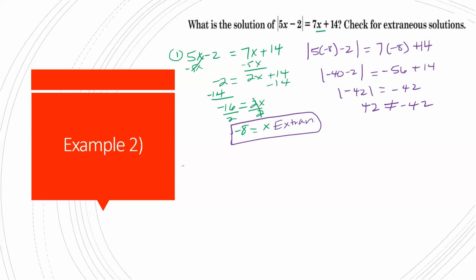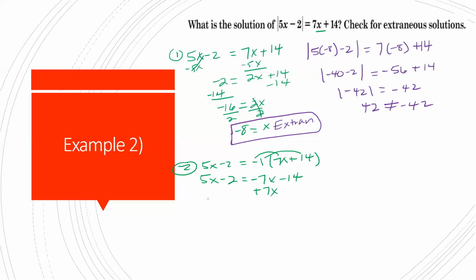Okay, now we're going to test the other one. This time, when we test for the next solution, you want to make sure that you're multiplying the non-absolute value side by negative 1. It just basically means you're changing the signs of its terms. So we have 5x minus 2 equals negative 7x minus 14.